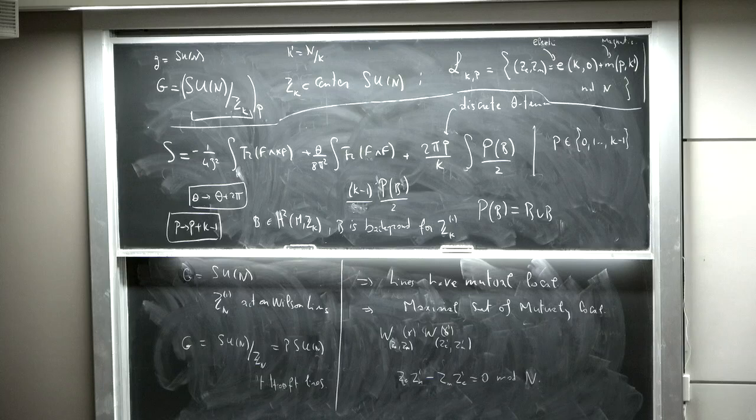K only makes sense when it's a divisor of n. So it's the same choice that I was making. I'm assuming n is factorized into K times K prime. Yeah, thanks.